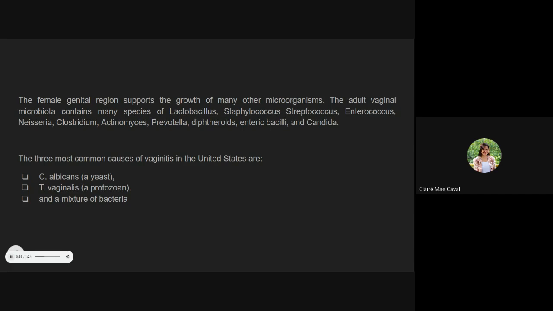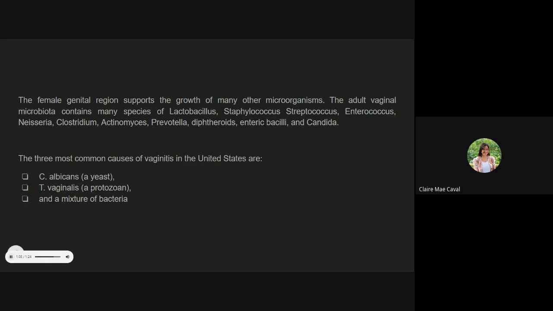So the destruction of some members of the vaginal microflora can lead to an overgrowth or superinfection of other members. For example, if you're taking an antibiotic that kills a normal or resident flora like Lactobacillus, it will allow occupancy or superinfection or overgrowth of other organisms like Candida albicans that will cause yeast vaginitis.